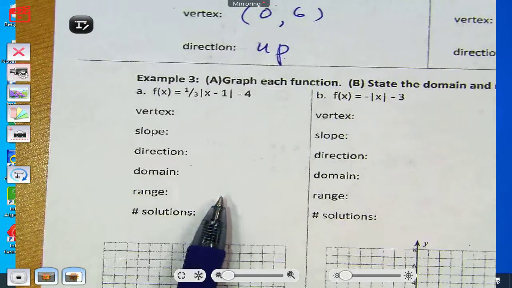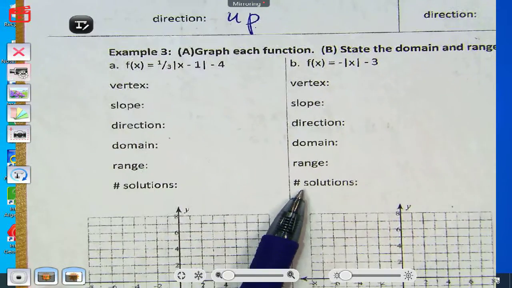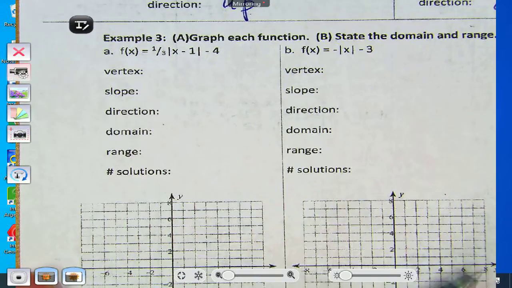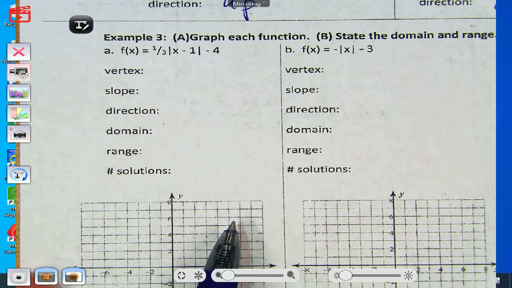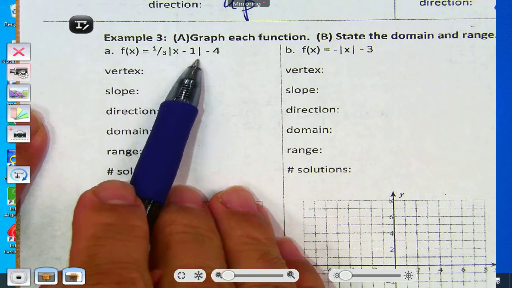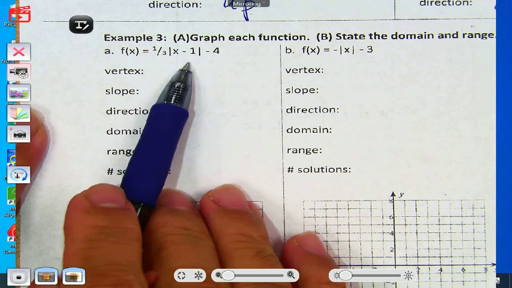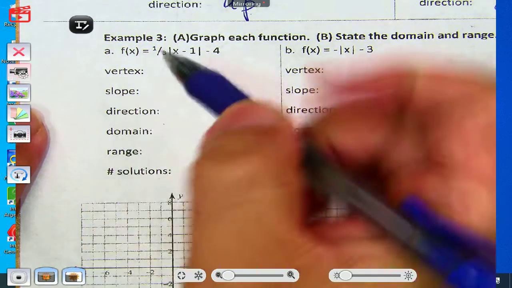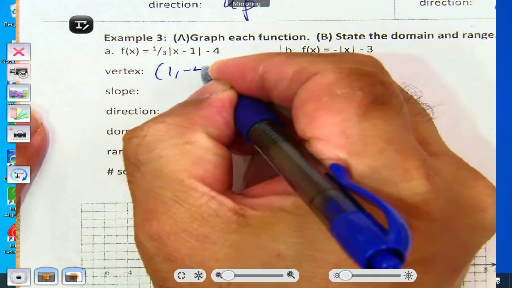So these examples are a little more sophisticated. But the point is to graph it, though. Okay, the point is to graph it. All right. So vertex. What's the vertex of this one? 1, -4.